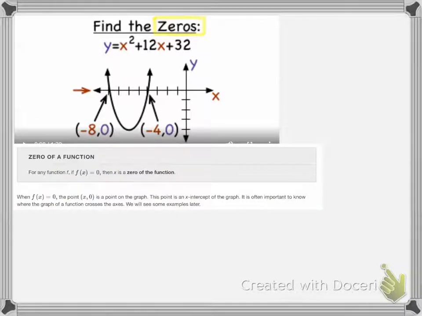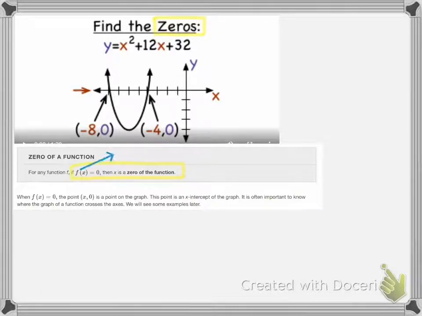So here we have a little definition. If you have a function f of x, when f of x equals 0, then the input value x is called a zero of the function. Basically, the zero of a function is the x value that generates a y value of 0. Or in other words, the zero of a function is an input value that generates an output value of 0.